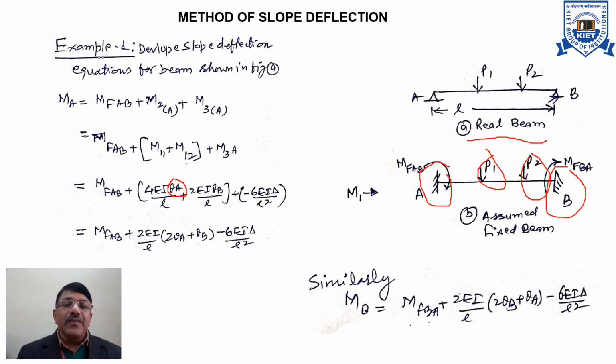So the total equation, if I simplify it, I can sum up like this: MAB equals MFAB, that is the fixed end moment due to the external loads at A, plus, taking 2 EI upon L common, 2 theta A plus theta B, minus 6 EI delta upon L square. Similarly, if I wish to write down the equation for the moment at B, I can write MBA equals MFBA, that is the fixed end moment produced at B due to loading, plus 2 EI upon L inside the bracket 2 theta B plus theta A, minus 6 EI delta upon L square.